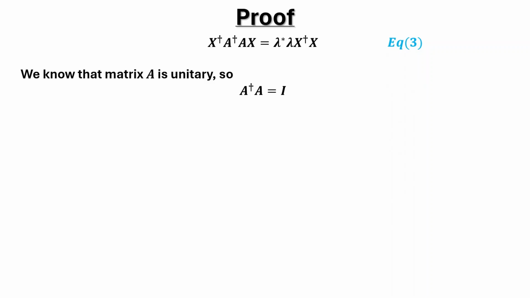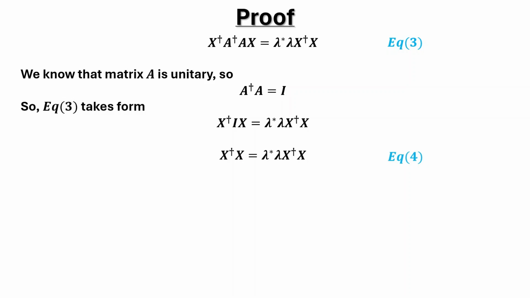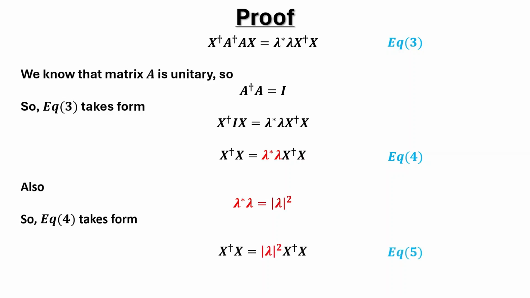We know that matrix A is unitary, so A dagger multiplied by A is equal to I, where I is the identity matrix. So in equation 3, we can replace the product of A dagger with A by I, and equation 3 takes the form given in equation 4. Also, the product of lambda conjugate with lambda is equal to the square of mod lambda. So equation 4 takes the form given in equation 5.